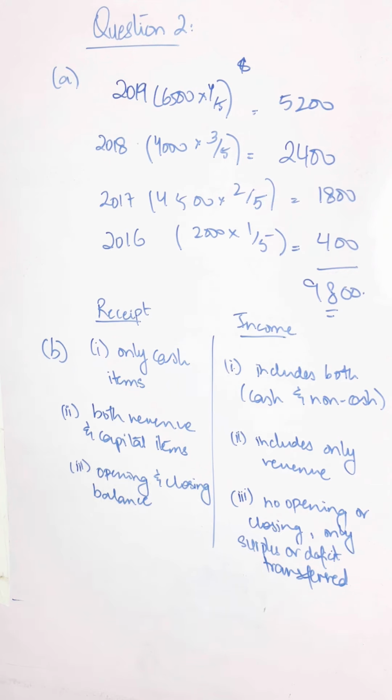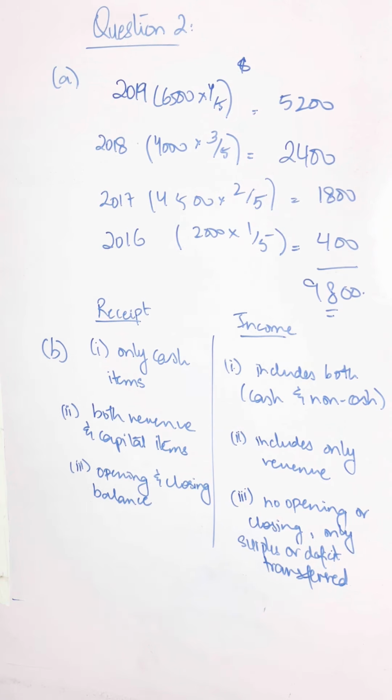Then the receipt and payment account records both the revenue and the capital items, whereas the income and expenditure account only records the revenue items, which means anything that you've received and not the capital items. For instance, if you've purchased a motor vehicle, you will not be recording it under the income and expenditure account. And thirdly, you have the opening and closing balances on the receipt and payment account, like for the cash in the bank. But for the income and expenditure account, you'll only be having the transfer of surplus or deficit to the accumulated fund and not the opening and the closing balances.